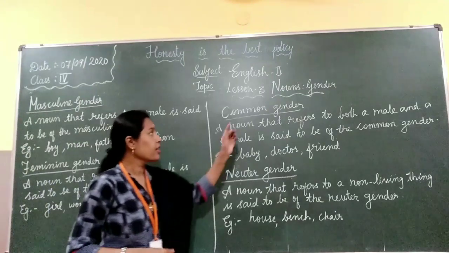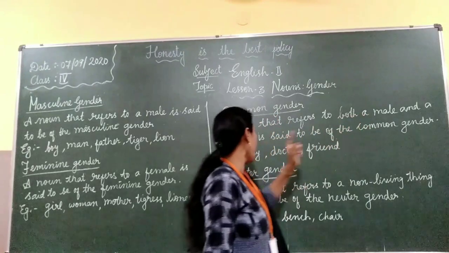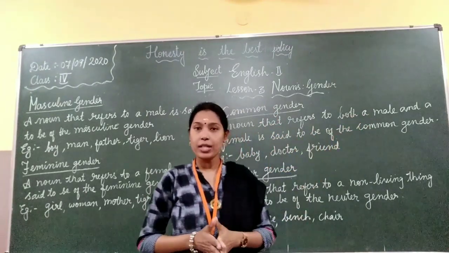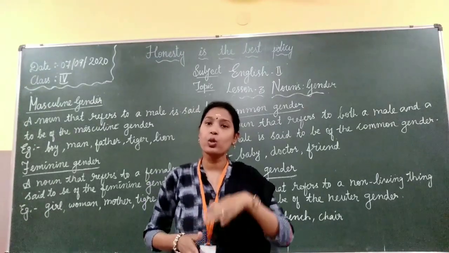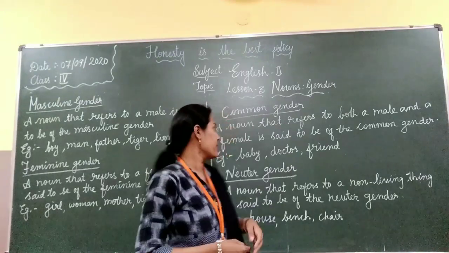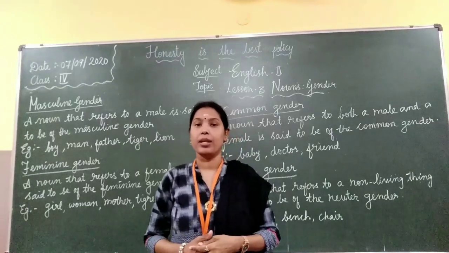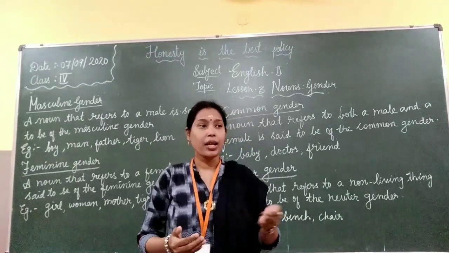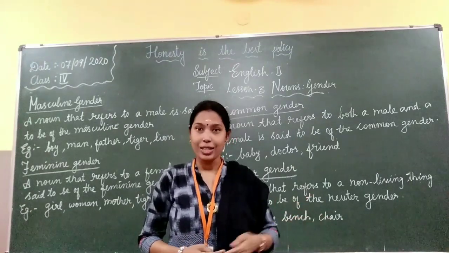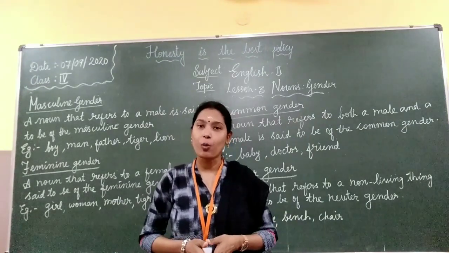Okay. Next is common gender. A noun that refers to both a male and a female is said to be of the common gender. Example, baby, doctor, friend. That baby is so cute. If we don't know whether it is a boy baby or a girl baby, it could be a boy or a girl. So, baby is a common gender.